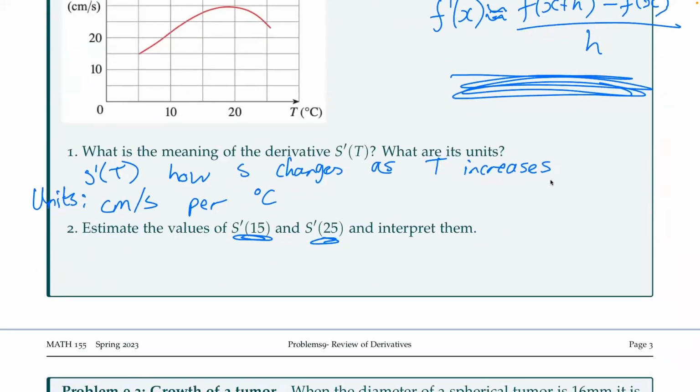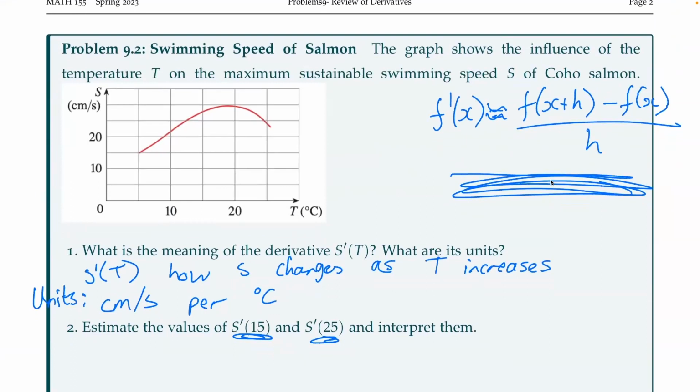Okay, estimate these values. So how are we going to do that? Well, the first one we want when t is 15, so t equals 15 is going to be here. How do we estimate this? Well, we need to take a point that's relatively nearby. So I'm going to take t is 20 and draw a line between them. And this is an approximation, right? You might have chosen something that's closer. At the end of the day, it's just an approximation.